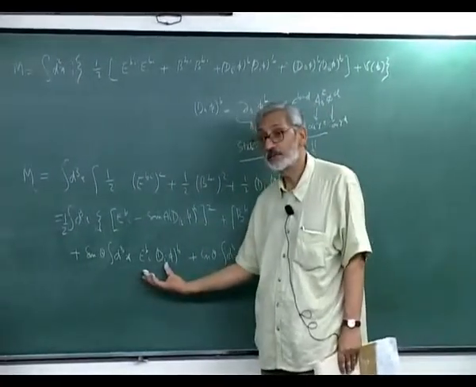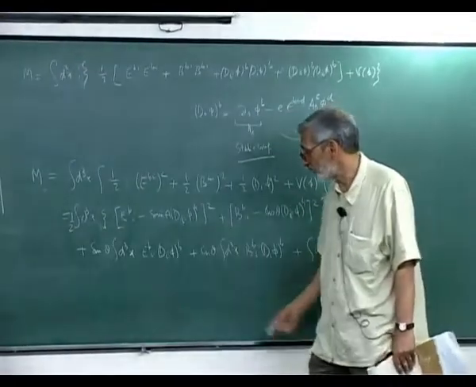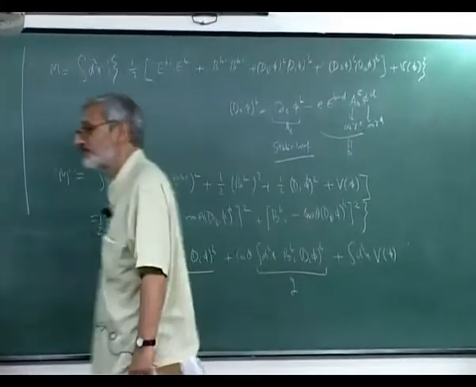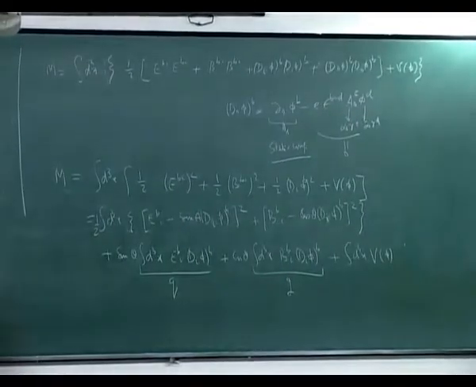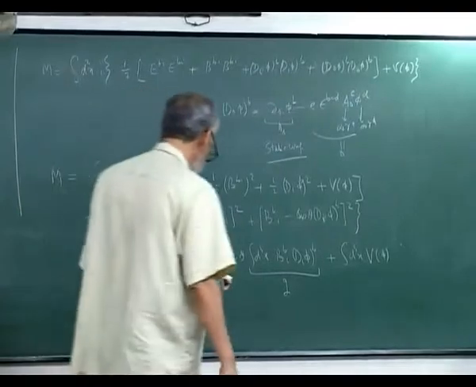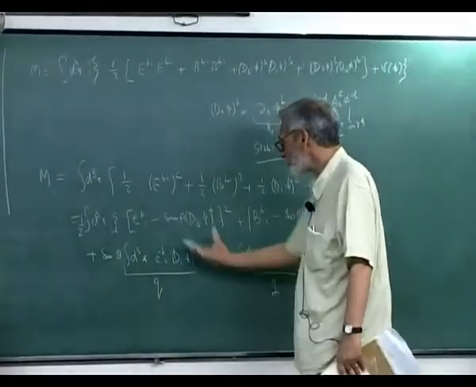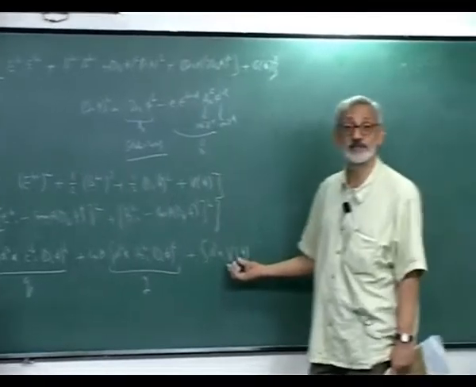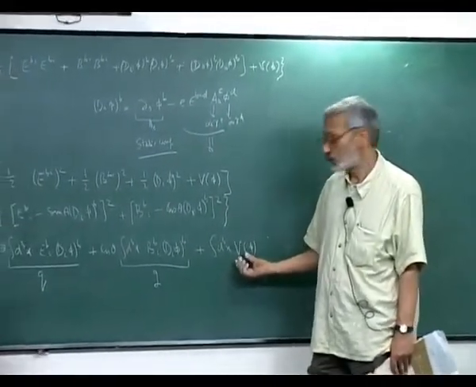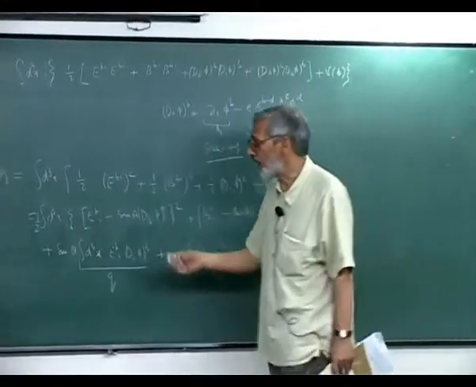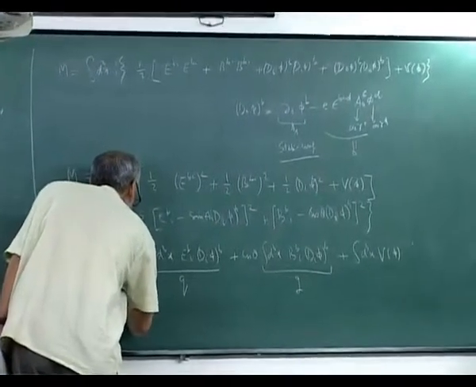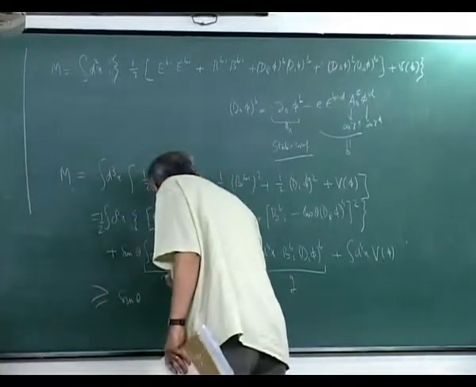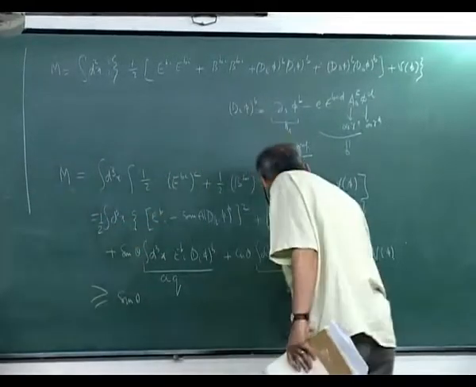Now this object is electric charge. This object is magnetic charge. This is a complete square. This is a complete square. And if you remember the form of V phi, that was a complete square. So these are positive quantities. Therefore, this M is bounded below. This is a times electric charge, right? Because 1 by a there. This is also a times magnetic charge.